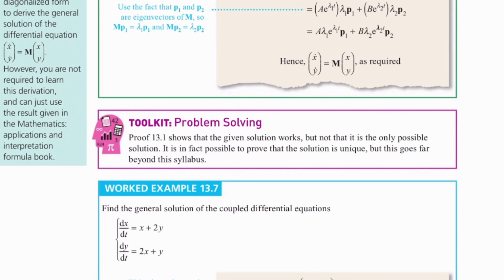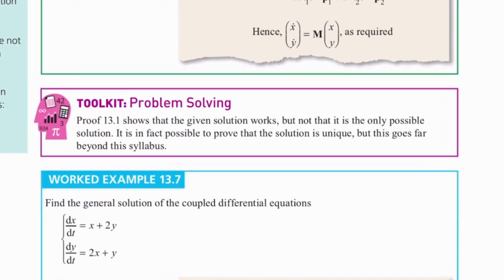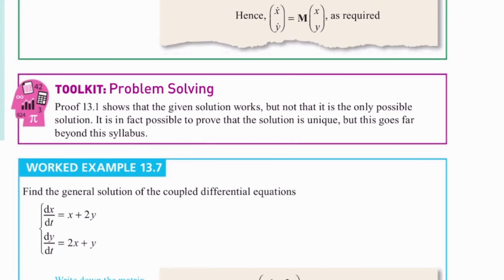So let's see how we can do that. Find the general solution of the coupled differential equations. How can we do that? First of all, we need eigenvalues and eigenvectors. Remember, first write the coefficient matrix, 1, 2, 2, 1, and take the determinant of this, subtracting lambda from the top left and bottom right corners. This is how you find eigenvalues, and it equals 0.